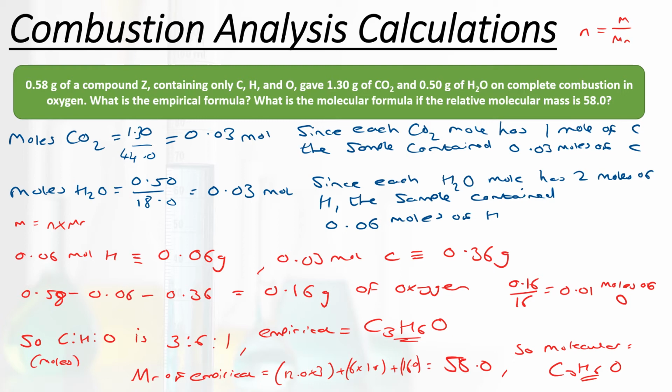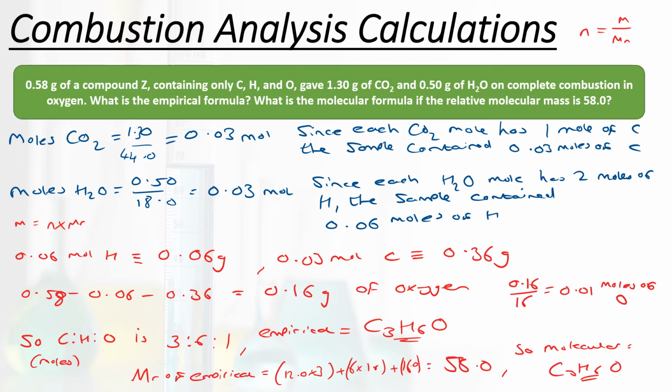So rather than calculating the moles of our carbon and hydrogen straight away, what we're going to do is calculate the moles of the combustion products first instead. We use the fact that moles is mass over Mr to calculate the moles of CO2 being 0.03 and the moles of H2O being also 0.03.